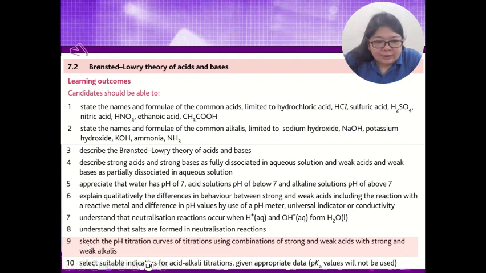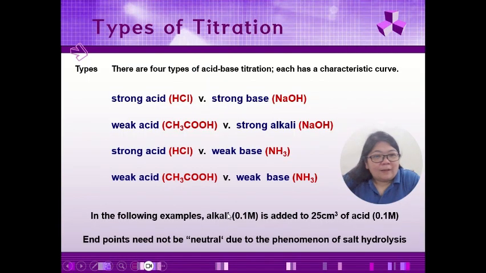Now let's go to number 9, which is to sketch the pH titration curves of titration using combination of strong and weak acids with strong and weak alkalis. Now, since we have strong acid, weak acid, strong base, and weak base, there are 4 types of combination we can make: strong acid versus strong base neutralization, weak acid versus strong base neutralization, strong acid versus weak base, and then weak acid and weak base titration.